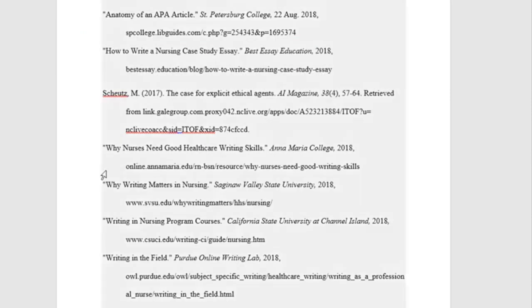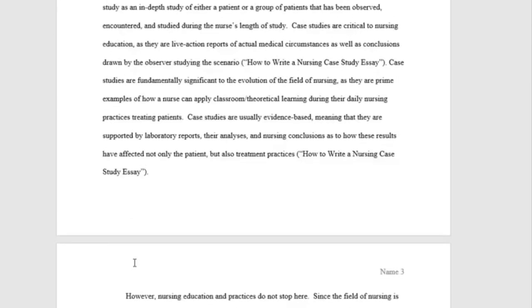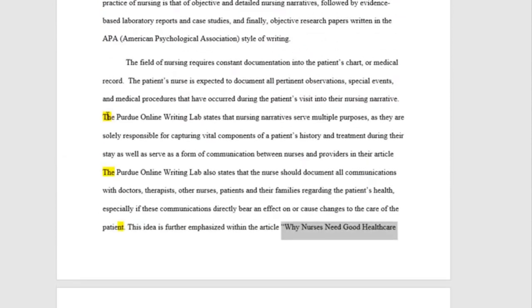And then the Purdue Online Writing Lab, it's writing in the field, and so that is not in that sentence above, and so that wouldn't count as a citation. So what needs to happen if we have the Purdue Online Writing Lab in the signal phrase, we would need an in-text citation at the end of the paraphrase.